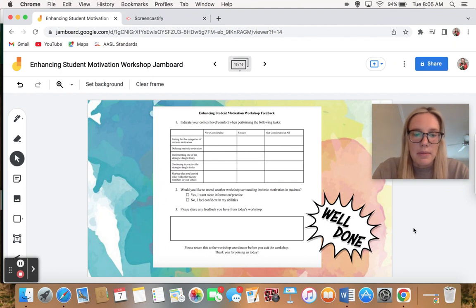And then at the very bottom it says, please share any feedback you have from today's workshop. That could be good or bad, any feedback. And there are no names, it's all anonymous, so teachers or participants should feel comfortable sharing what they wrote.